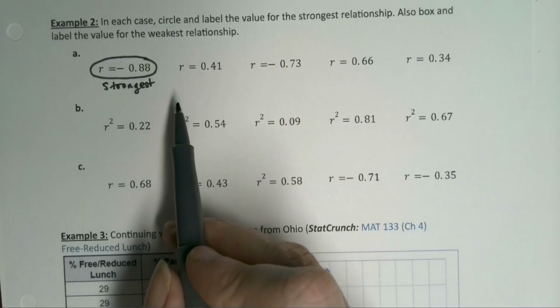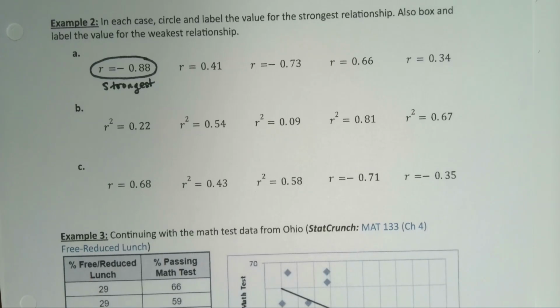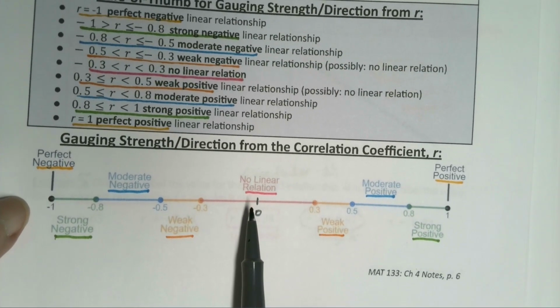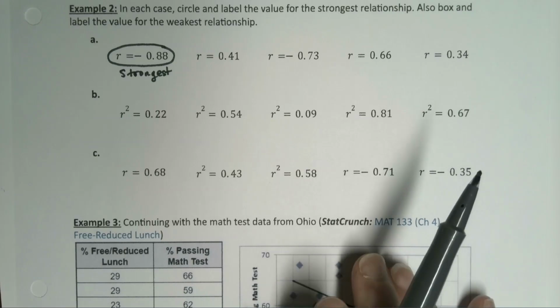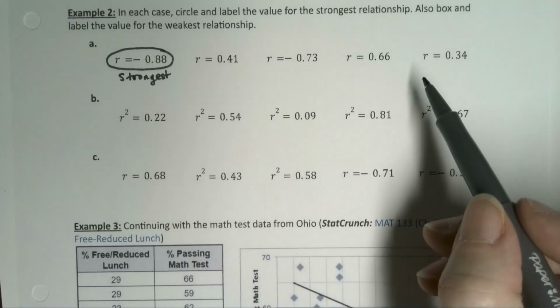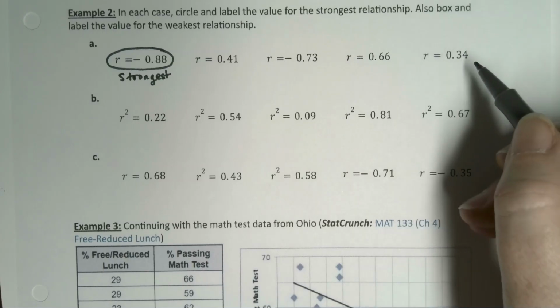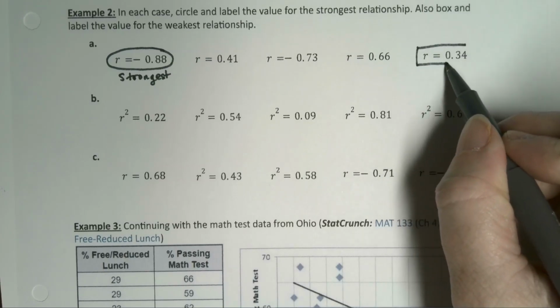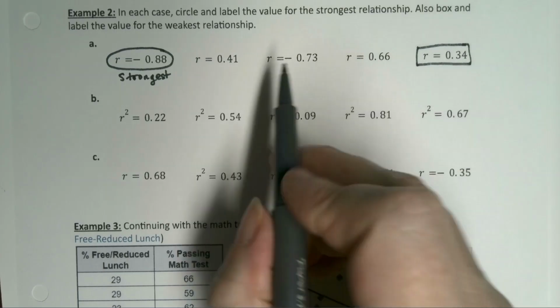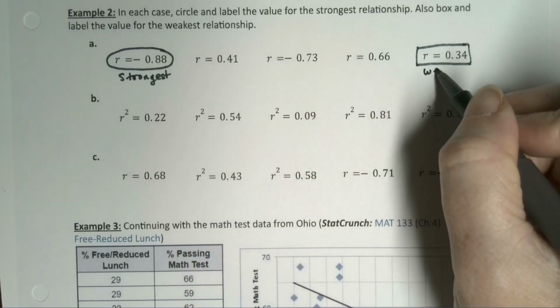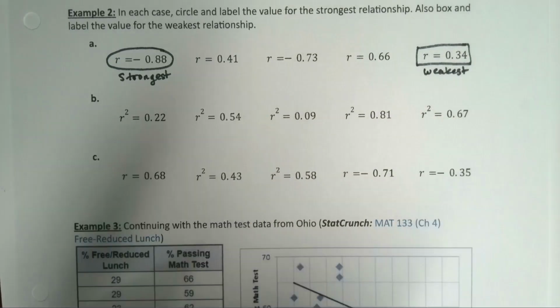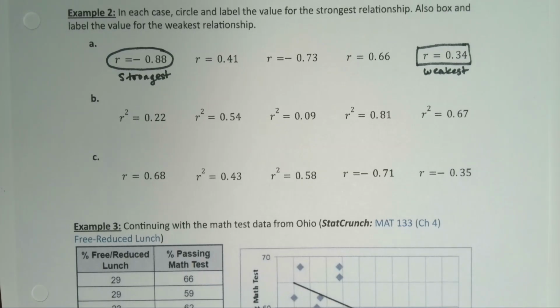Now the weakest relationship, weakness is close to 0 for R. So you want to look for where the 0 is, or the closest value to 0. And the closest value to 0 is right here. So we're going to box that, right? Because 0.34 is the smallest number out there. The positive and negative doesn't really matter. All that matters is the size of the number. In math and science, we call it the magnitude of the number.